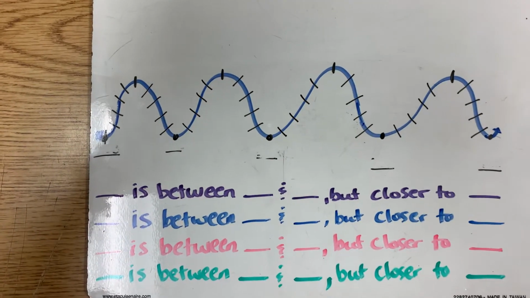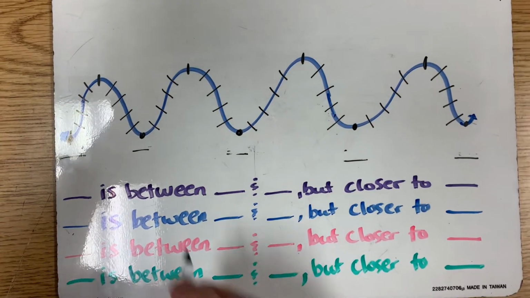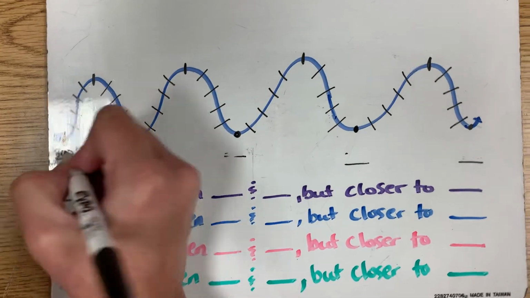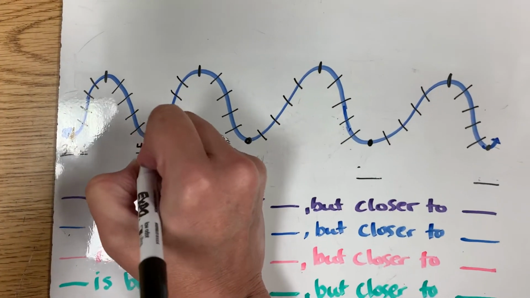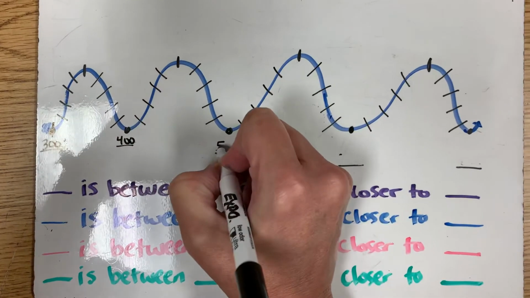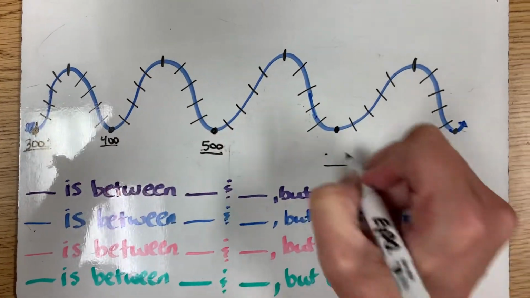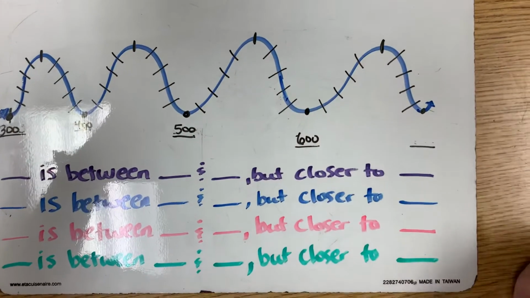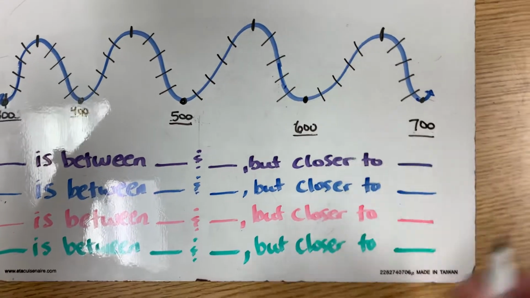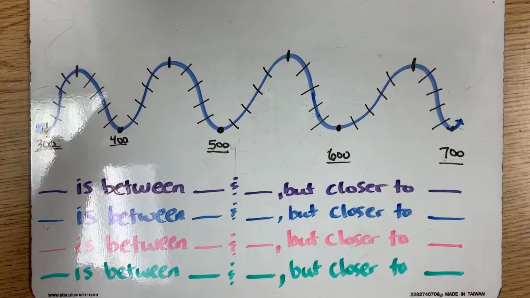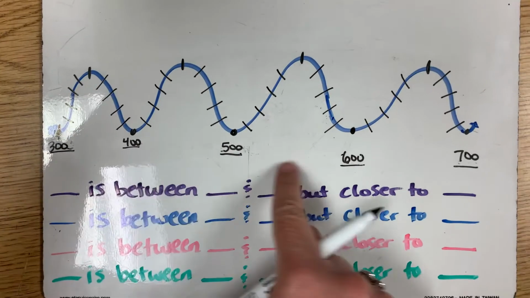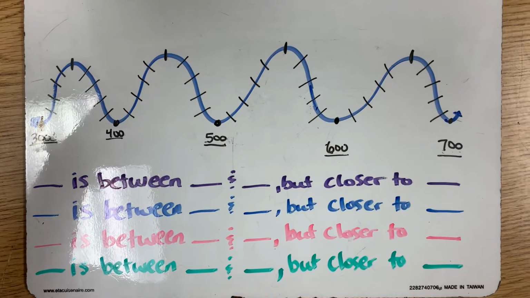We are going to start this one with the number 300. So I would place 300 here. The next 100 would be 400. The next one would be 500. The next one would be 600, and my last blank, I would have 700. Now these are called boundary numbers because they sit along the bottom of the number line.